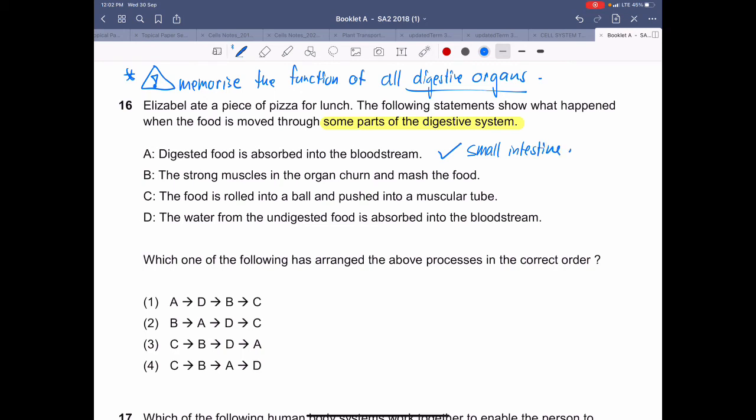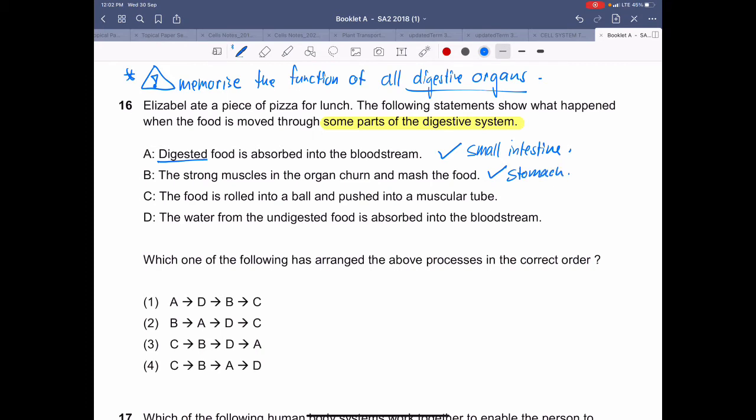Now be very careful. Sometimes they will trick you. Make sure it's digested food and not just food alone. If it's just food alone, cannot. That means your whole hamburger gets absorbed into the bloodstream. That's not possible. B, the strong muscles in the organ churn and mash the food. Yes, this is actually your stomach.